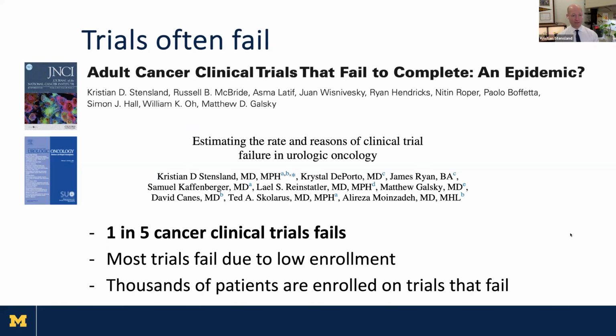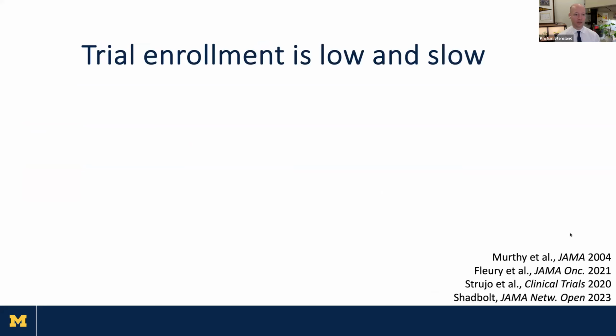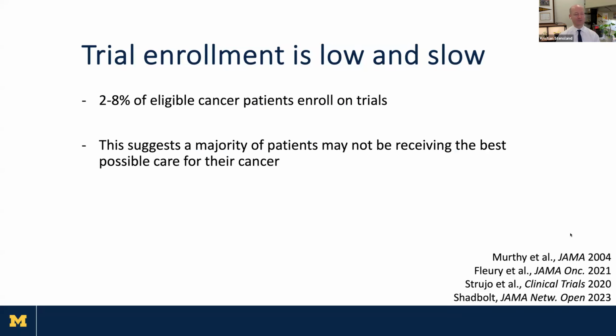And this problem with enrollment doesn't just contribute to trial failure. This idea of trial enrollment being low and slow is fairly pervasive. It is the most common reason for trials to fail overall. But even when trials do complete, trial enrollment has remained low and slow for years. In the cancer space, only about 2 to 8% of eligible cancer patients will enroll on trials. And again, as we mentioned before, if a cancer clinical trial is the standard of care for a patient with cancer, that suggests a majority of patients may not be receiving the best possible care for their cancer.